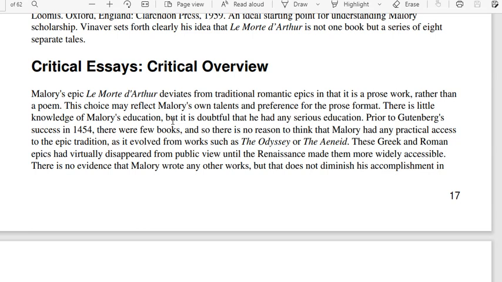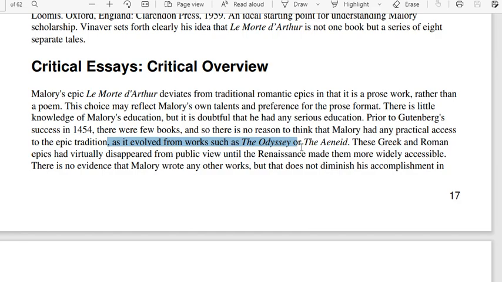There is little knowledge of Malory's education, but it is doubtful that he had any serious education. Prior to Gutenberg's success in 1454, there were few books, and so there is no reason to think that Malory had any practical access to the epic tradition as it evolved from works such as the Odyssey or Aeneid. These Greek and Roman epics had virtually disappeared from public view until the Renaissance made them more widely accessible.